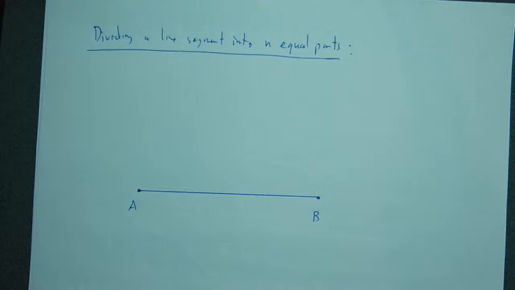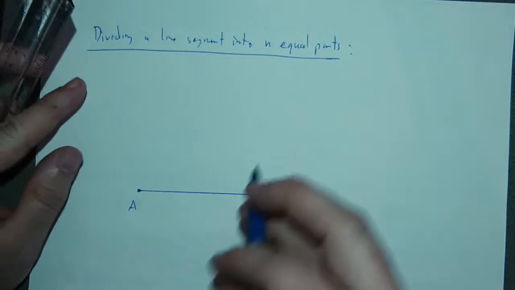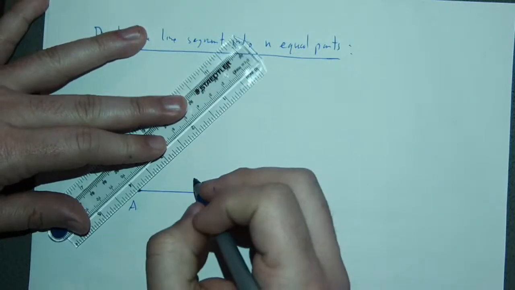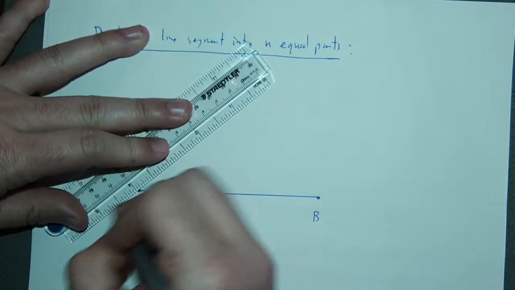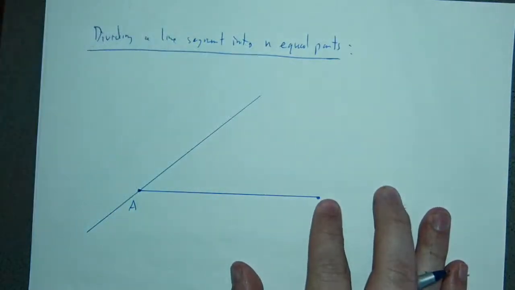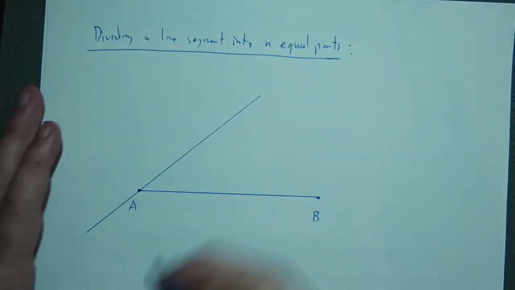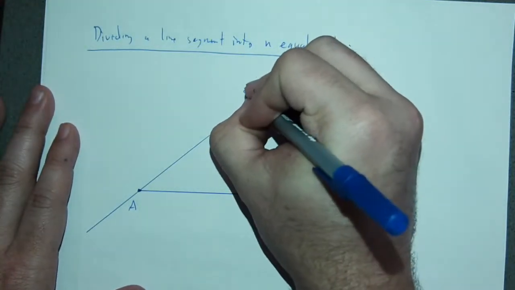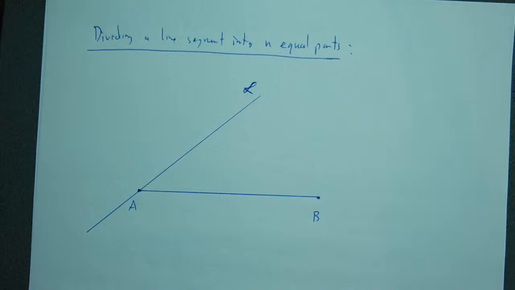All right, what do I do? So I take any other line through A. Well, I need a point to determine that line. Actually, I'm not even going to do that. I'm just going to pick some line here. Doesn't matter. Okay, so here's my line L. That passes through A. It's a bad L.